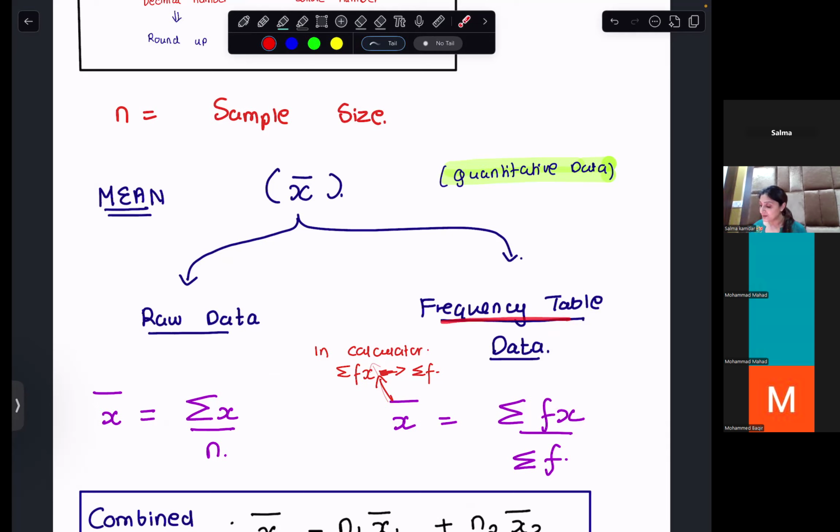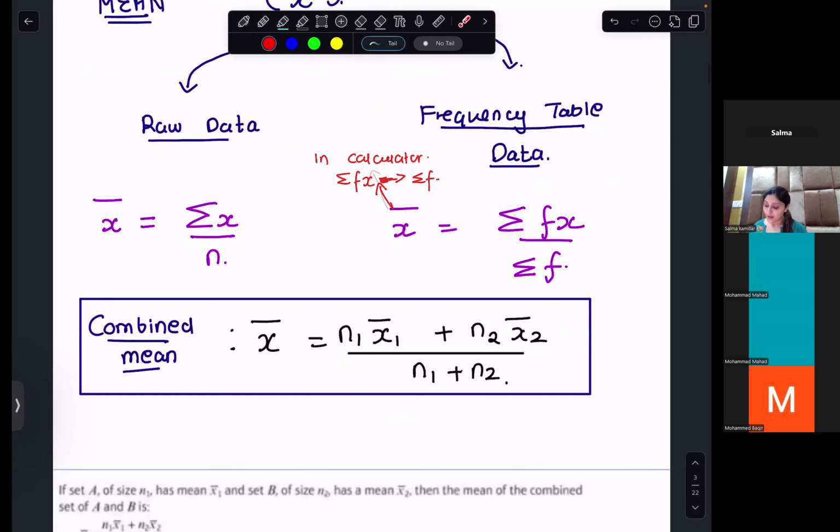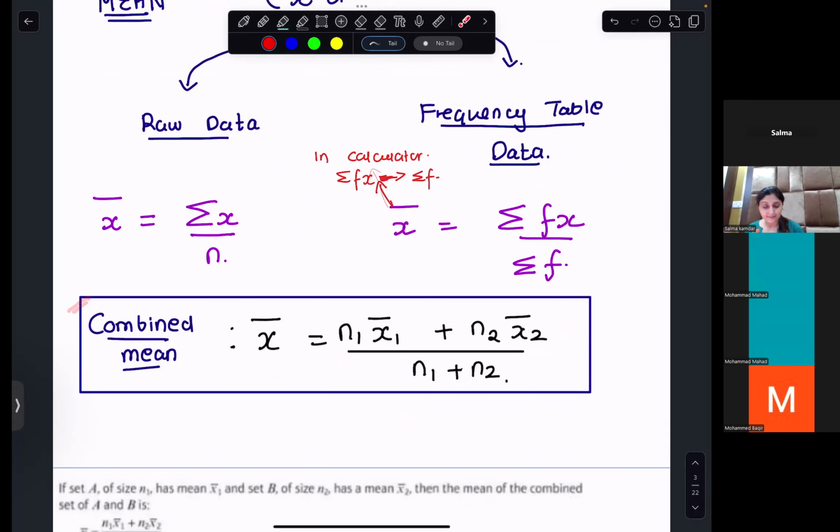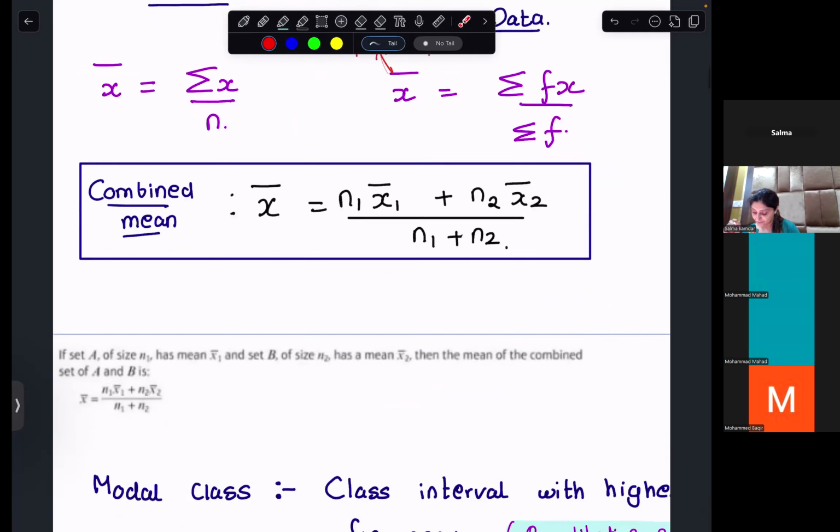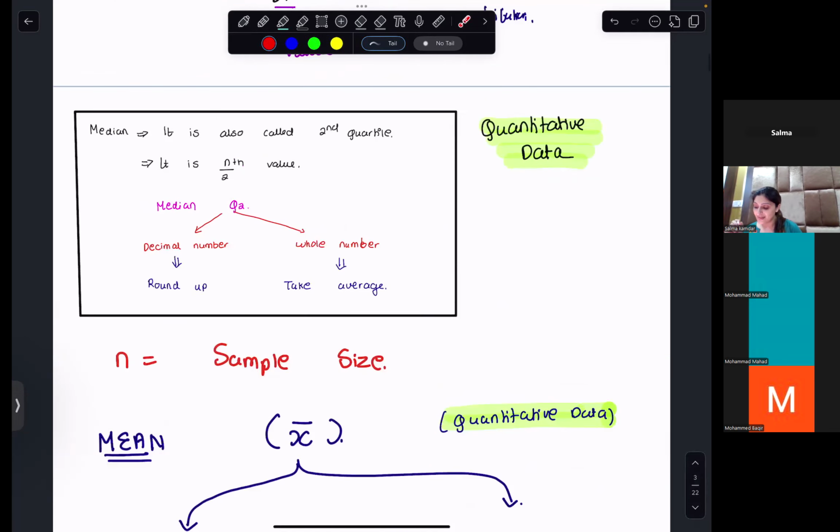So when I have the mean of a grouped data, it would be x bar is equal to summation fx divided by summation f. How do you calculate the combined mean? X bar is equal to N1 times X bar 1 plus N2 times X bar 2, the whole divided by N1 plus N2.